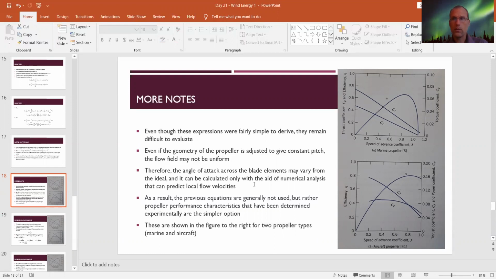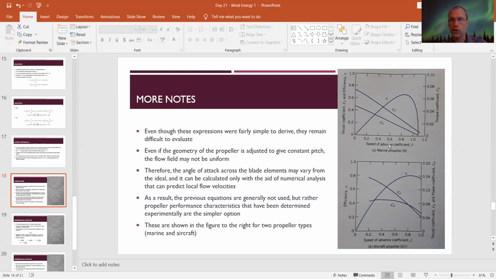So normally what we do for this is either numerical analysis to predict local flow velocities. Usually the equations we saw aren't used very often. They're there for illustrative purposes, to show the very basics of what's happening. The other option is to use propeller performance characteristics that have generally been determined experimentally. They run a bunch of experiments to figure out what the efficiencies are, what the torques generated are, and what the thrust or forces generated are.